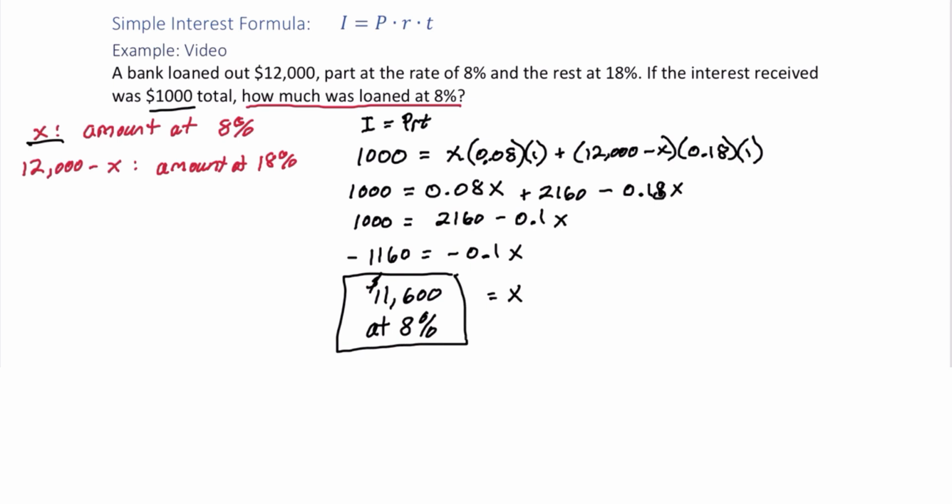Make sure we've answered the question. How much was loaned at 8%? We have that, 11,600. Now, often questions like this will actually ask for the other amount as well. So just in case it asks that in a future question, how much was loaned at 18%? 12,000 minus X, or 12,000 minus 11,600 will give us $400 was the amount at 18%.